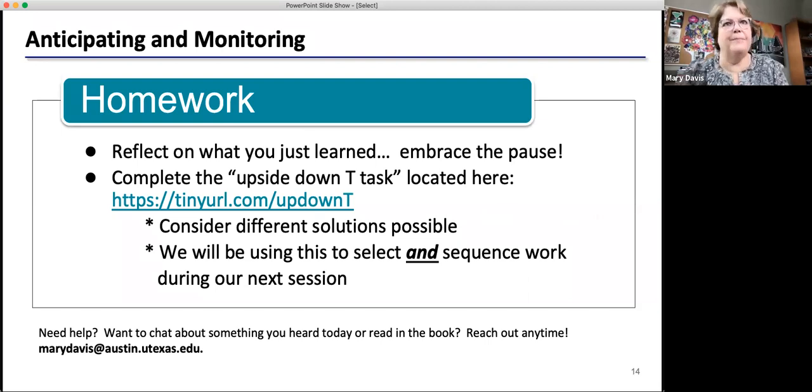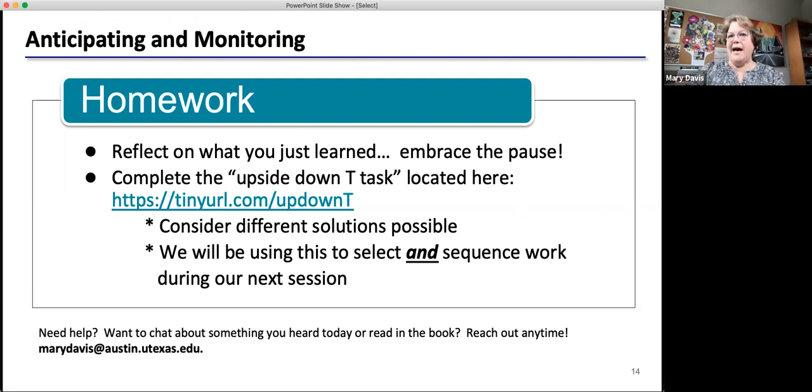So in getting ready for that, I do need you to do just a little bit of homework. All right. The first homework is the same as always. I want you to reflect on what you just learned and embrace the pause. Give yourself some time to let this sink in. Try some of it in your classroom and see how it works. And then rethink it through and reflect. It's an important piece of what we do.